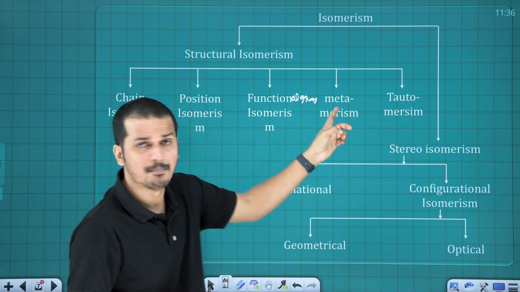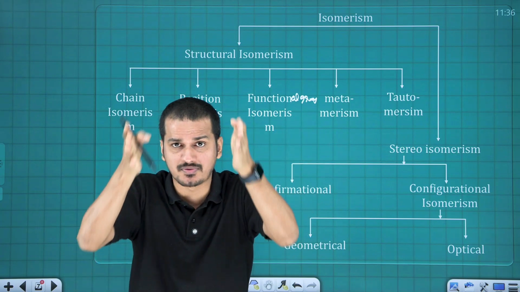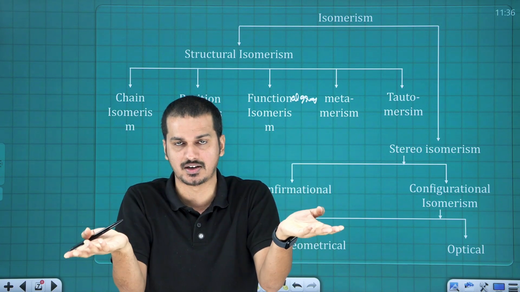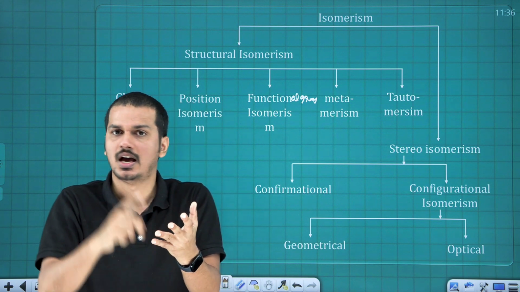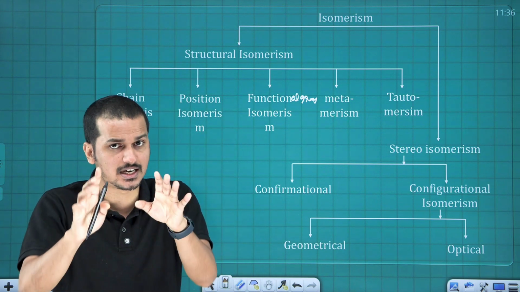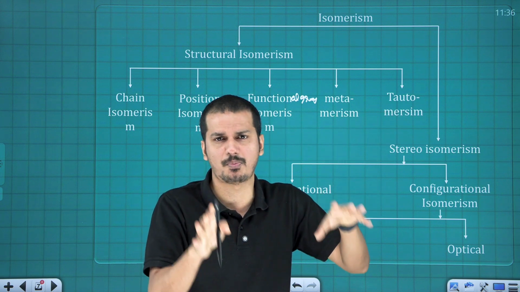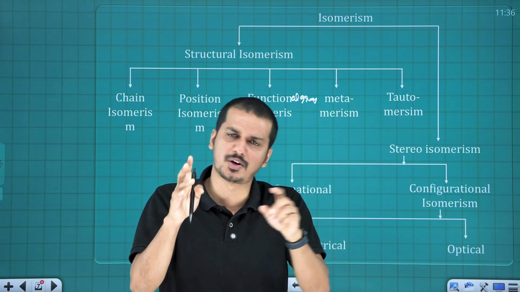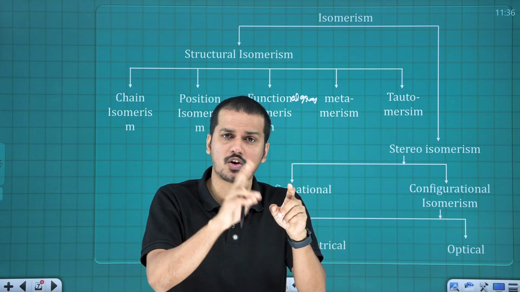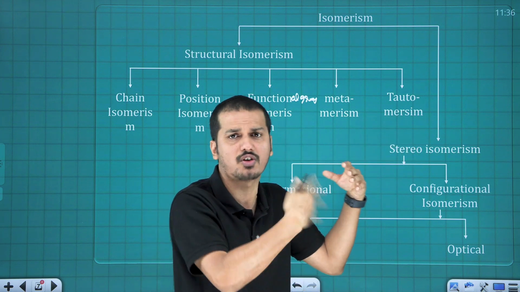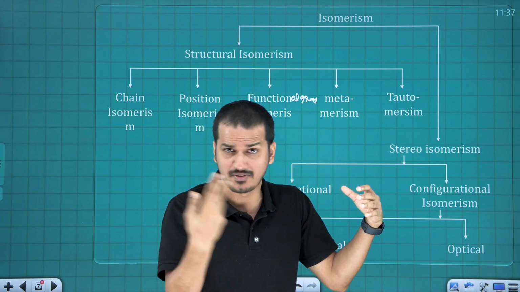Then metamerism. Metamerism means the functional group is there, but on either side of the functional group the number of carbon atoms will be different. It is possible in secondary amines as well as ethers. That idea you learned. Ready? Then tautomerism, which is actually desmotropism. It is purely in the liquid state, because of the movement or delocalization of a hydrogen atom from one polyvalent atom to another polyvalent atom. A lot of questions related to that we already did in the previous videos.